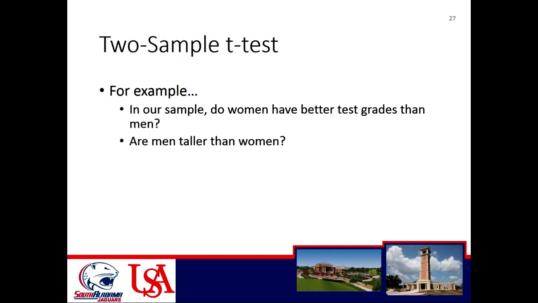Similarly, we could also have a classroom and we could have men and women. We could measure male versus female, and then we can measure their height. So our grouping variable would be gender, and our measured outcome variable would be their height.